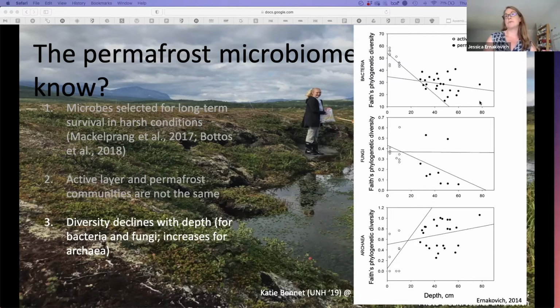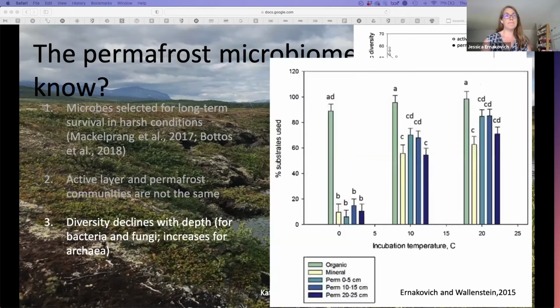And so these are some pretty deep permafrost soils. We have a much shallower active layer up there. And we also see changes in functional diversity. So I think this is where we start thinking about, well, how are these things going to function after thaw?